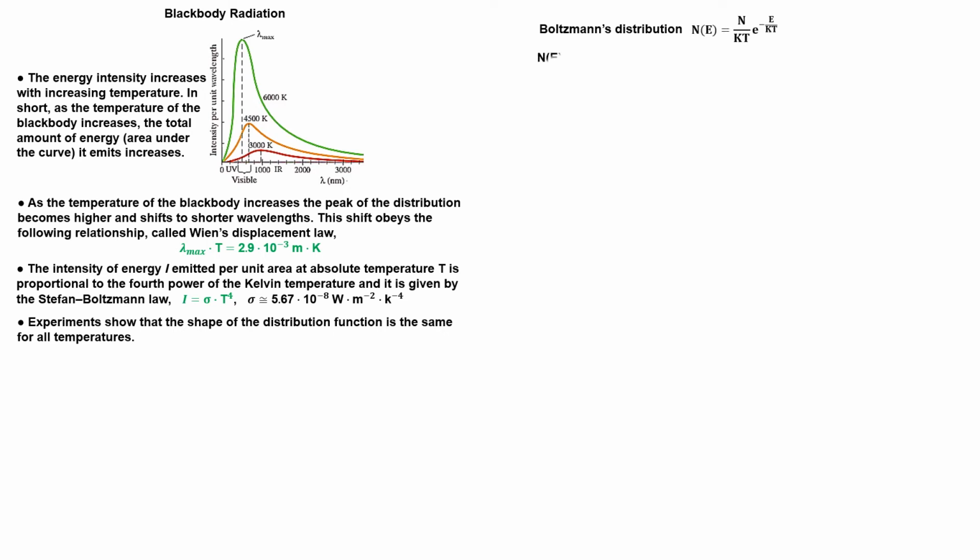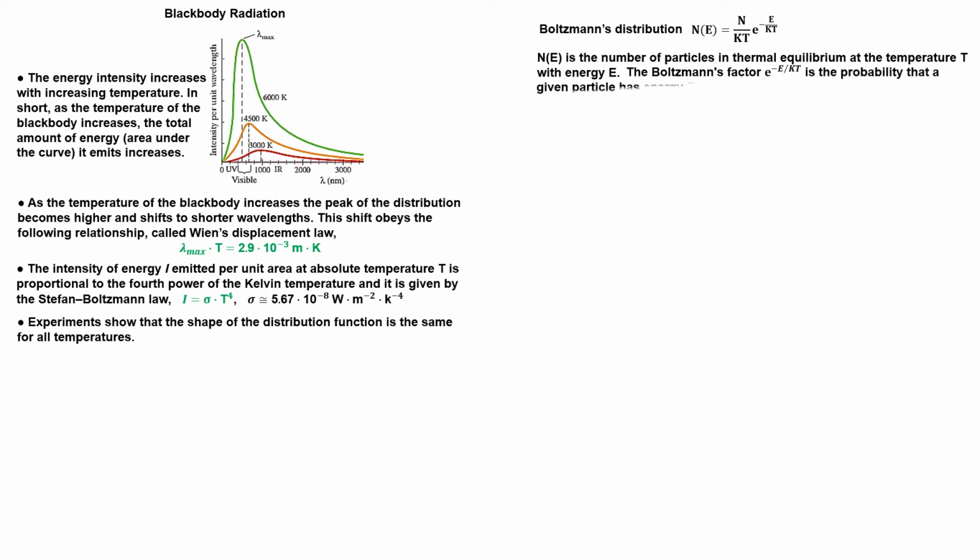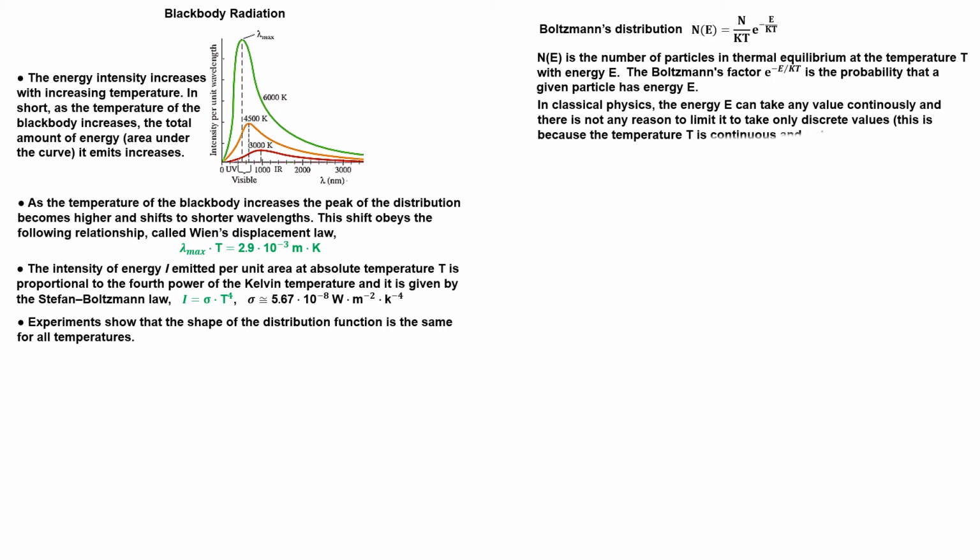In this equation, N is the number of particles in thermal equilibrium at the temperature T with energy E. The Boltzmann factor is the probability that a given particle has energy E. In classical physics, the energy E can take any value continuously, and there is not any reason to limit it to take only discrete values. This is because the temperature T is continuous and not discrete. Hence, the energy E must also be continuous.